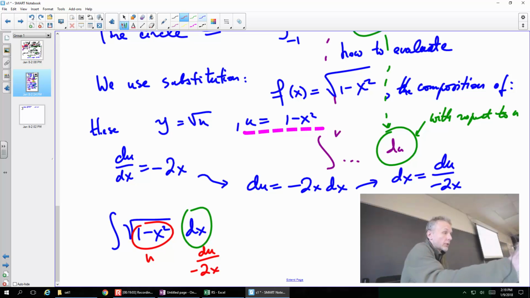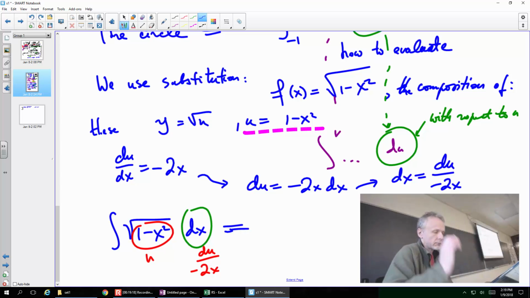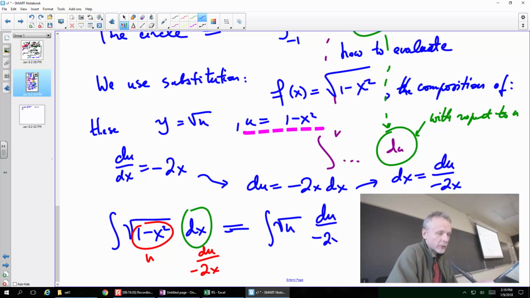Okay? So the substitution actually takes two or more steps. At least every x is taken care of, and then dx too. So it's literally substitution, as if solving an equation and just substituting values. So it will be the integral of the square root of u, and I'm just substituting du divided by negative 2x.